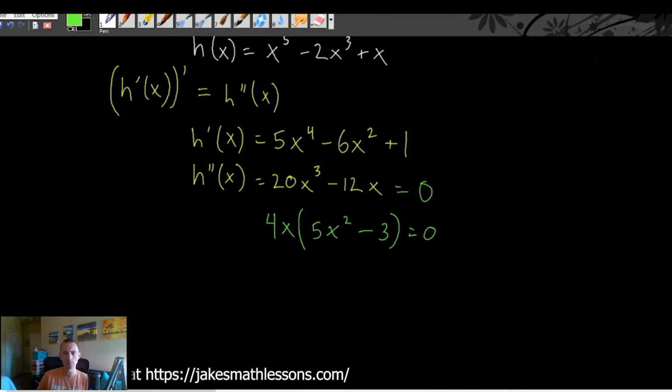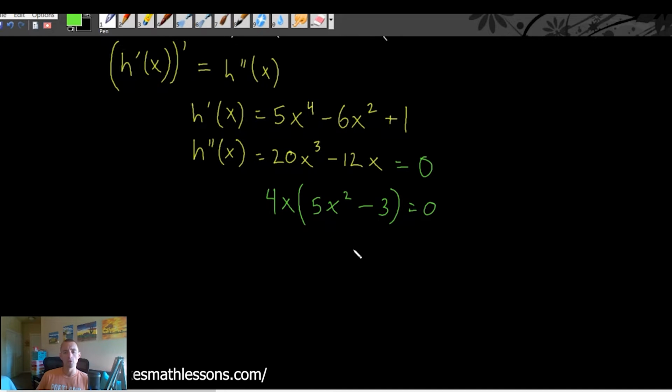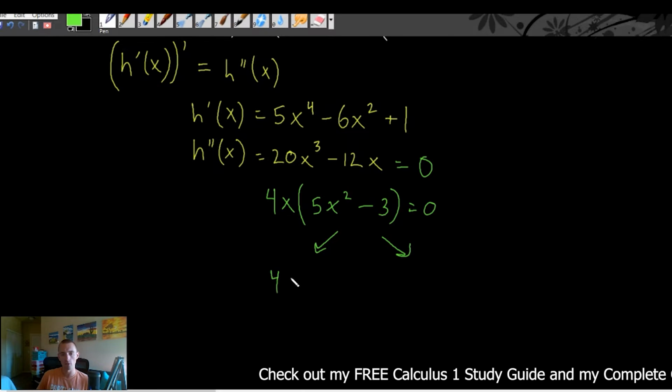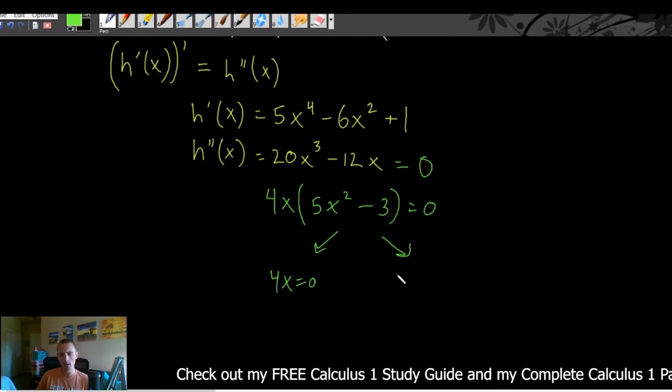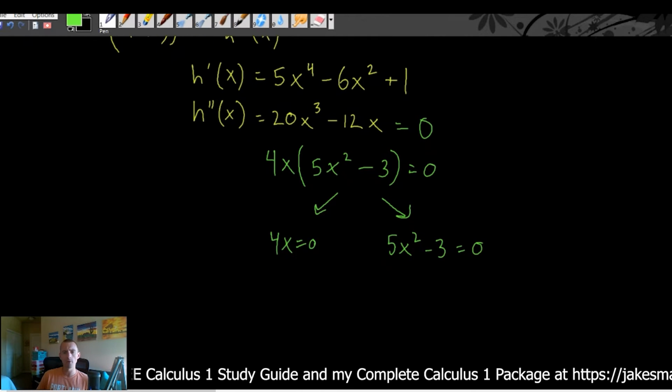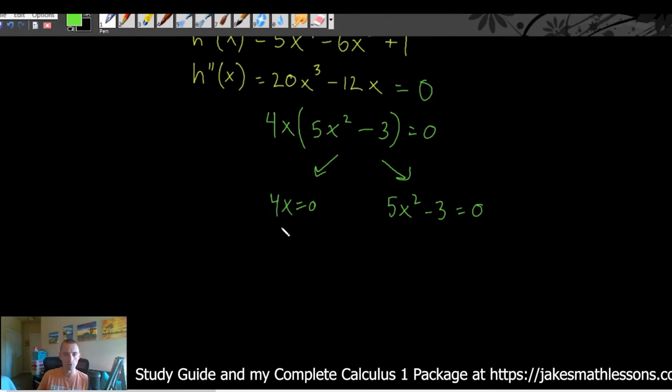Whenever you have something factored like this, and you know that this factored expression equals 0, that allows you to split this into two separate equations. We can take each of these factors and set them equal to 0 by themselves, because if one of these factors is 0, the product of 0 times anything else is also going to be 0. So we would have 4x equals 0, and 5x squared minus 3 equals 0. Now we have these two simpler equations which we can solve for x.